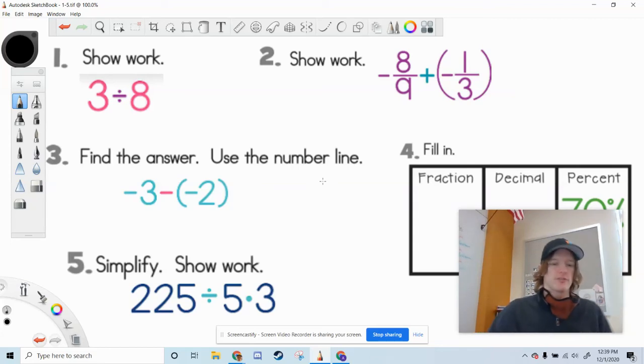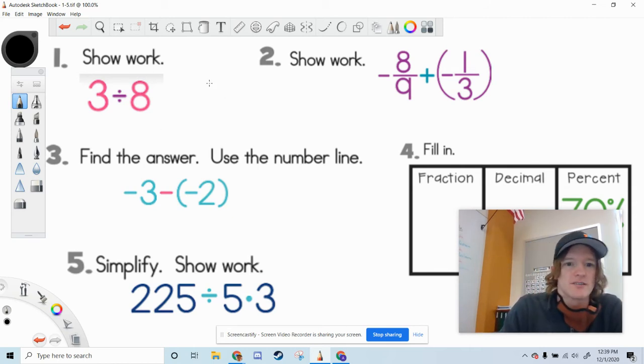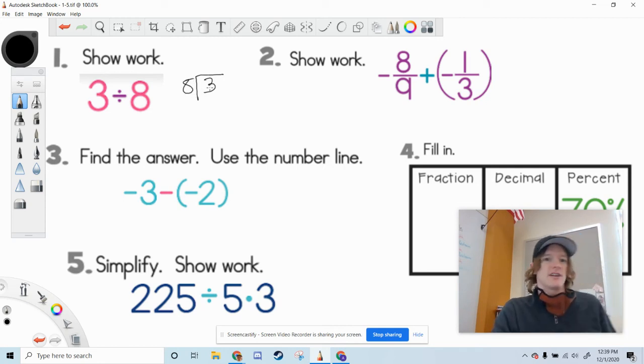On Math Week 14, 7th grade, number 1, show your work. We need to divide 3 by 8. And I would expect to see some work on this, so you need to do 3 divided by 8. Notice you can't do how many 8s are in 3s.